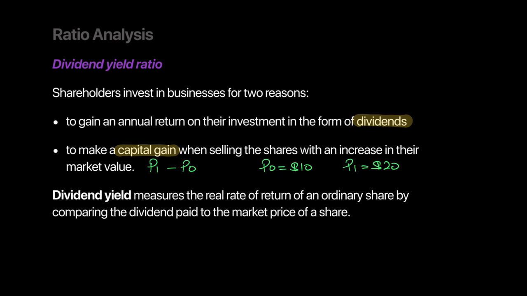Okay, now what is this ratio doing? The dividend yield ratio is essentially measuring the real rate of return for an ordinary share. So the dividend yield is only calculating the cash return on investment. It will only compare the cash return that a shareholder made to the investment made by the shareholder. And the investment, by the way, will be P naught, at which he bought the share.